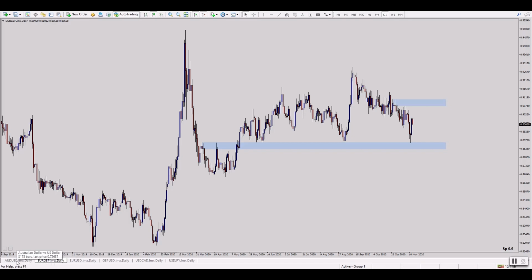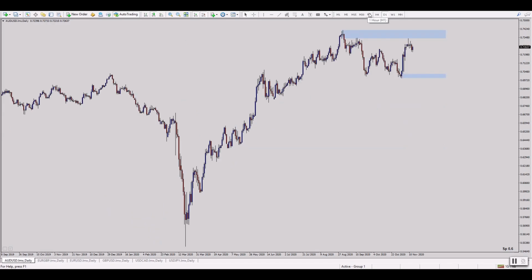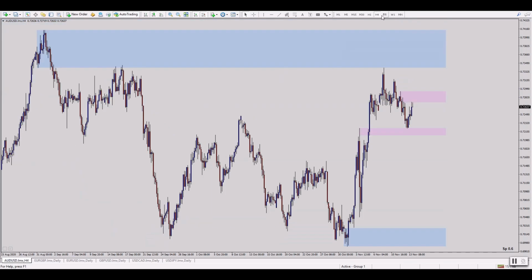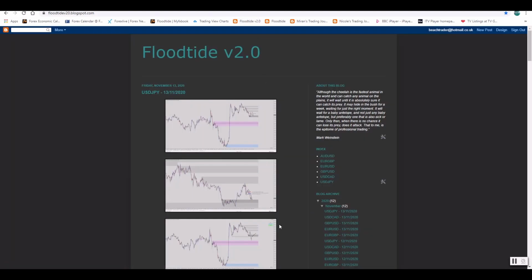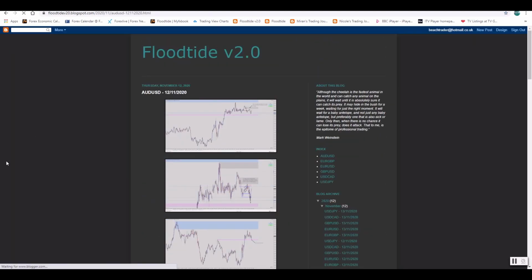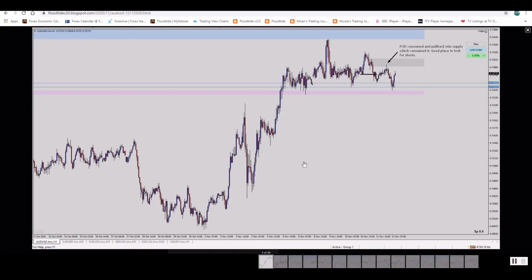We'll look at another one. I don't know if I've still got this zone marked. No, let's look at it on my blog. It's easier. Aussie. Price hits this rally base drop supply here.